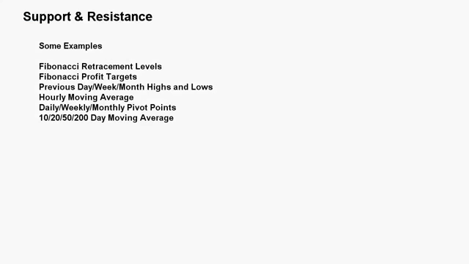This video is going to go over support and resistance areas. Some examples of these are Fibonacci retracement levels, Fibonacci profit targets, previous day's high and low, previous week's high and low, previous month's high and low, hourly moving average, daily, weekly, and monthly pivot points, 10-day moving average, 20, 50, and 200-day moving average, and there's quite a bit more.